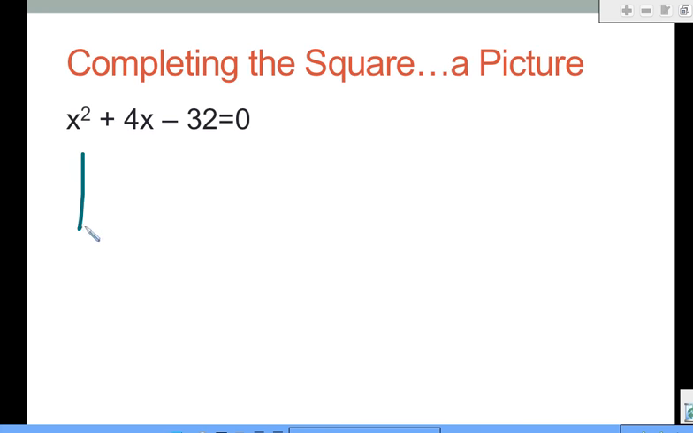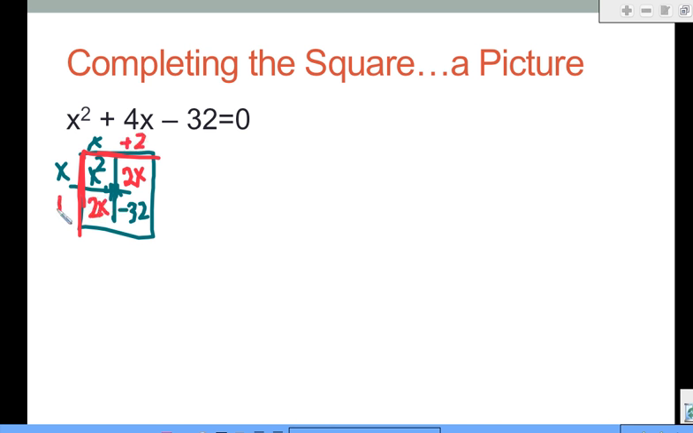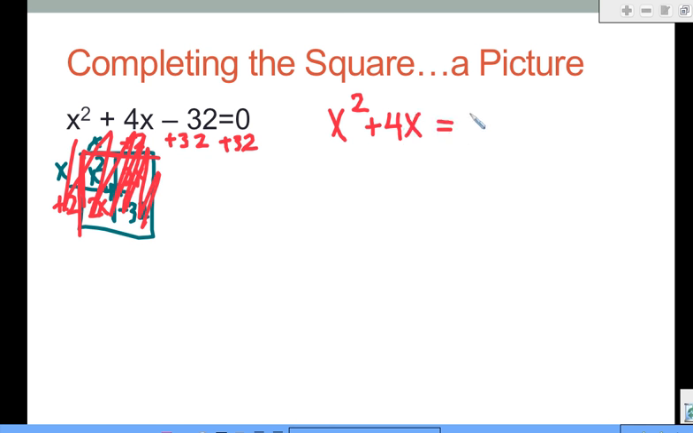If we were to make a picture of this, we have x squared, 4x, and negative 32. If we want this to be a perfect square, our dimensions have to be the same. If we have 4x, that would mean 2x and 2x, so we'd have plus 2 and plus 2, but 2 times 2 gives us 4, not 32. So that doesn't quite work. This 32 is messing us up, so let's move it to the other side. Now we have x squared plus 4x equals 32.